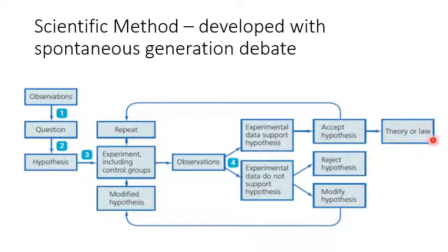And then eventually, if there's enough evidence, it could become maybe a theory. If your data do not support the hypothesis, you're going to reject that hypothesis. Then you're going to modify it, basically make a new hypothesis, and test that modified hypothesis.